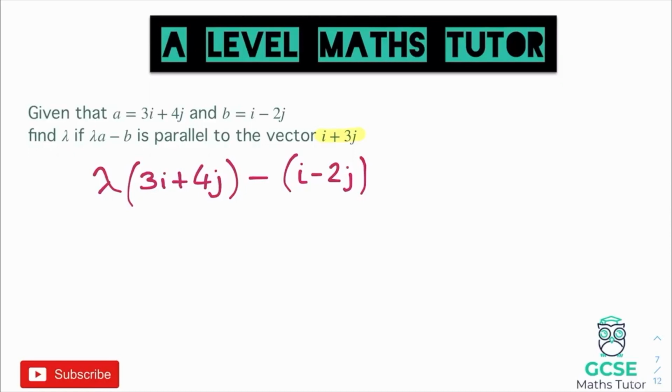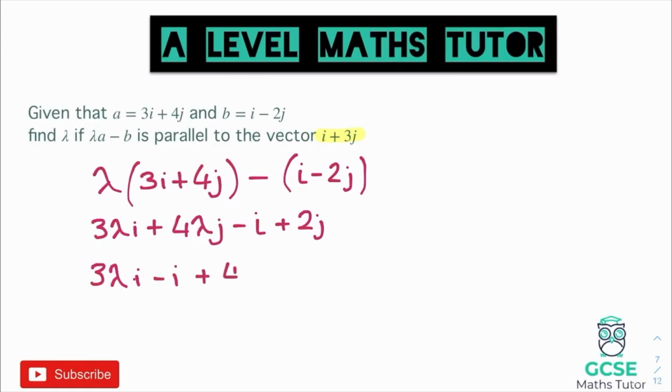So let's expand this bracket out and change the signs on that second one. We have 3 lambda i plus 4 lambda j, and then we're going to take away i and also take away the negative 2j, which makes it plus 2j. There we go, that's all of those pieces listed out. Again, we want to have a look at the coefficients of i and the coefficients of j separately, so let's join them together. We've got the 3 lambda i and the minus i, and then plus 4 lambda j plus the 2j.